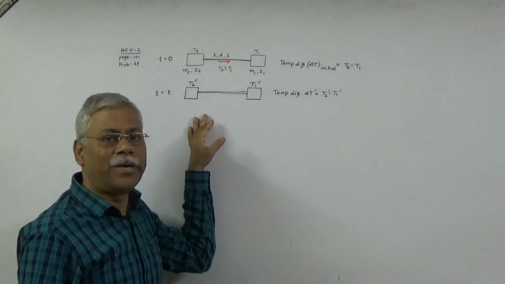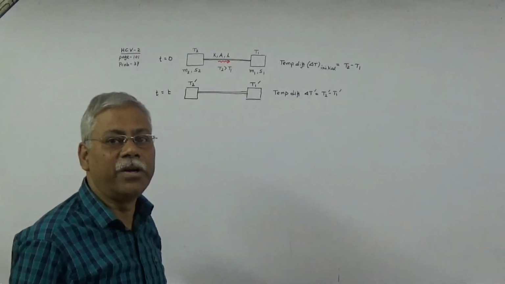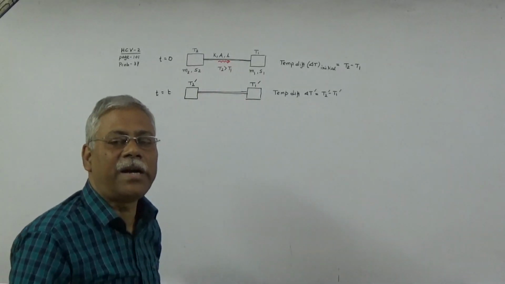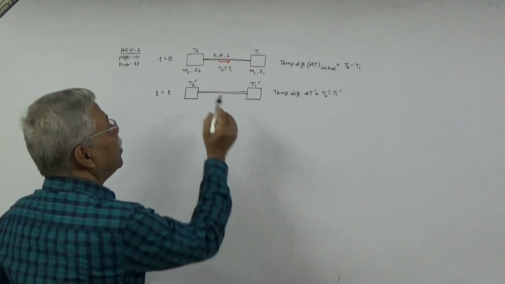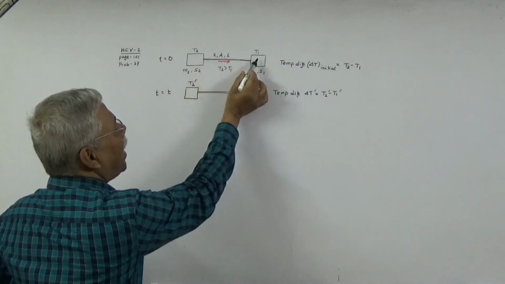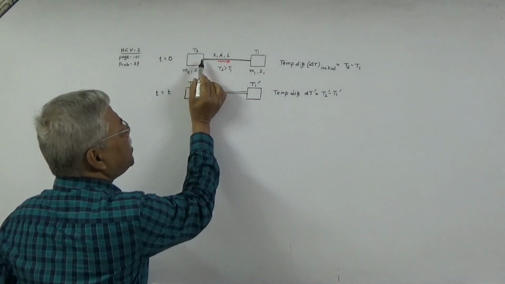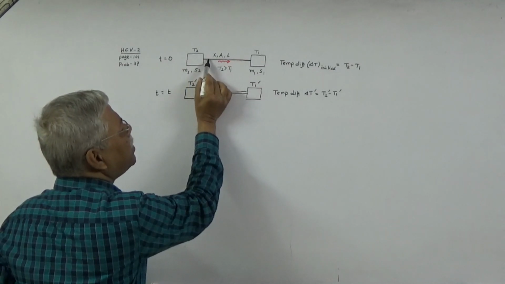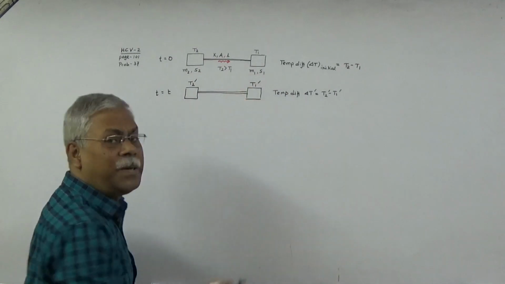Problem based on conduction of heat. Two bodies are connected by a conducting rod, and the bodies have different masses and different specific heats. This body is at a higher temperature than the other body. Since this is at a greater temperature, this body is losing heat because heat passes through the rod from this body to the other body.